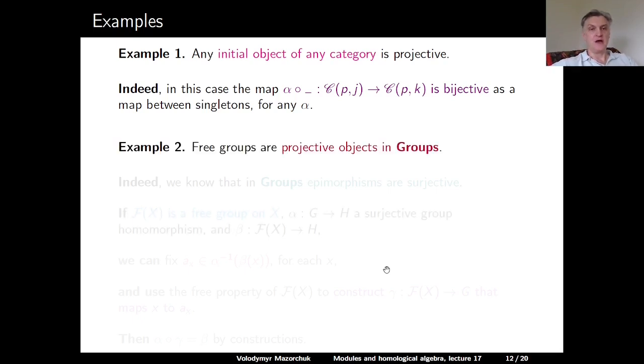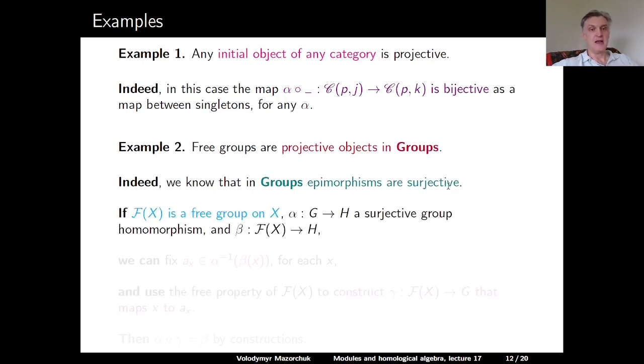Example 2. Groups are projective objects in the category of groups. Indeed, we know that in the category of groups, epimorphisms are surjective. Let F(X) be a free group on some set X, alpha a surjective group homomorphism from a group G to a group H, and beta be some homomorphism from F(X) to H.